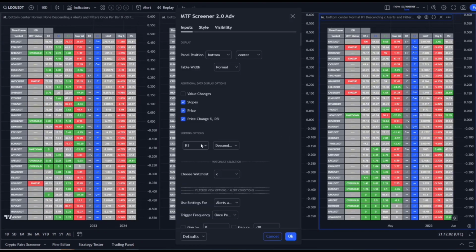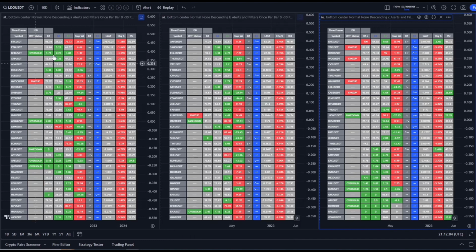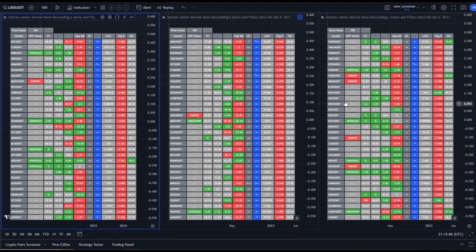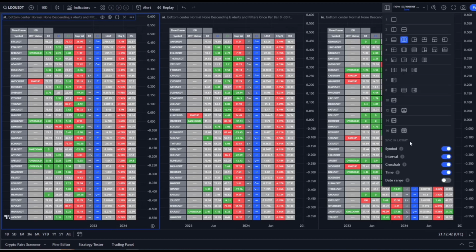Before I start, let me just go over a couple of settings that I use on the MTF Wave Screener for those who have it. The first thing is I set up my screen in a way that I have 3 layouts next to each other, and I sync in the layout the symbol, the interval, the crosshair, and the time as well.